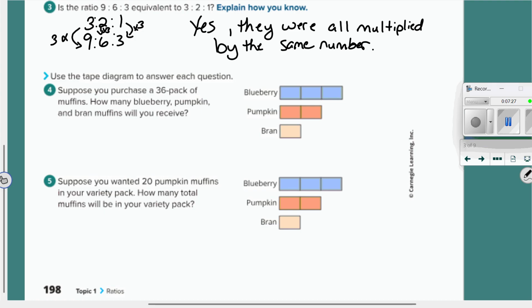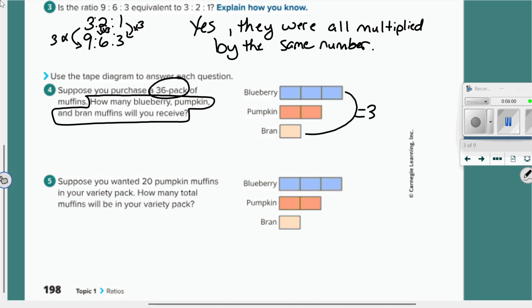So number 4 says, suppose you purchase a 36-pack of muffins. How many blueberry, pumpkin, and bran muffins will you receive? So again, they brought us back to that original ratio, simplest form. They sell it in packs of 3 blueberry, 2 pumpkin, 1 bran. Yes? So if we buy 36 of them, is that 36 blueberries? 36 pumpkin? Bran? No, it is all together going to equal 36.